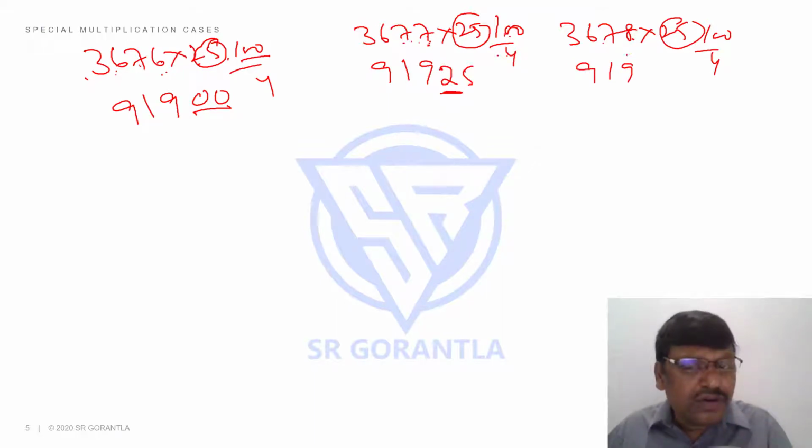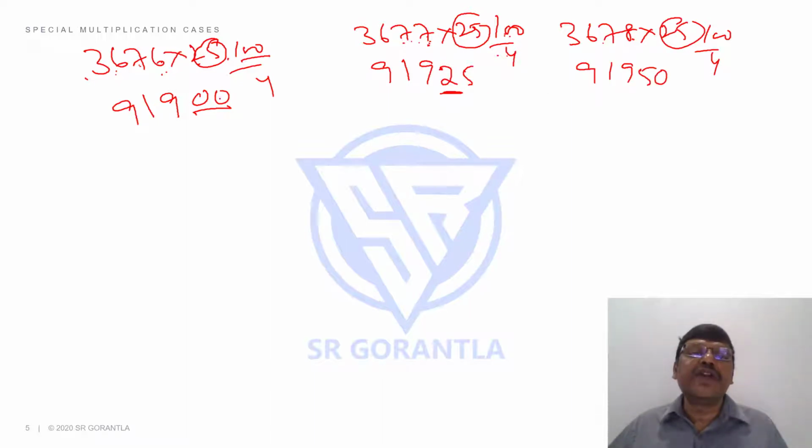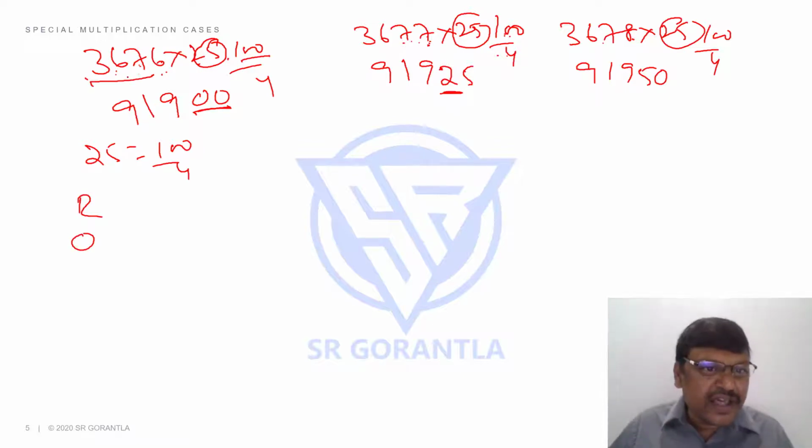What is 2 by 4? 0.5. 0.5 into 100 will become 50. In other words, students, for 25, because 25 is 100 by 4, divide the number by 4. In case the remainder is 0, that means it is exactly divisible.